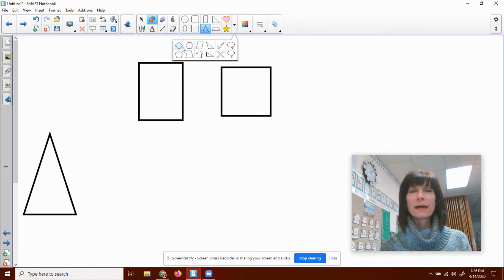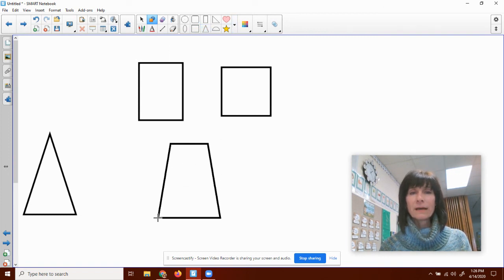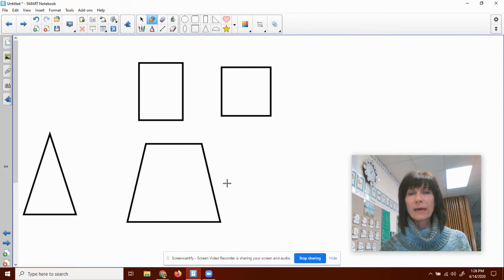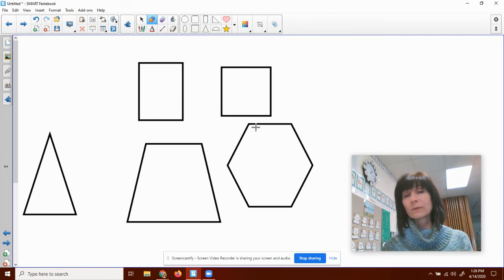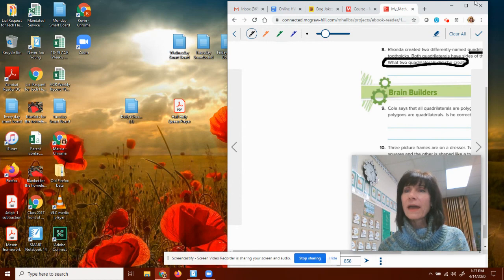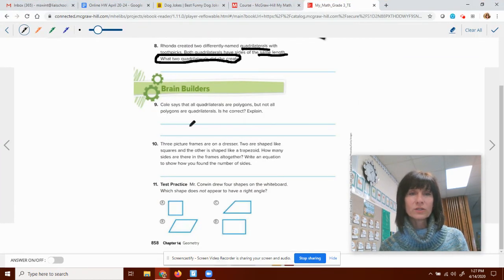I could have a trapezoid. That's a polygon and a quadrilateral. I could have this, which is a polygon, but it is not a quadrilateral because it's got six sides. So you need to know that in this particular question, quadrilaterals are polygons, but not all polygons are quadrilaterals because they may have more than four sides.